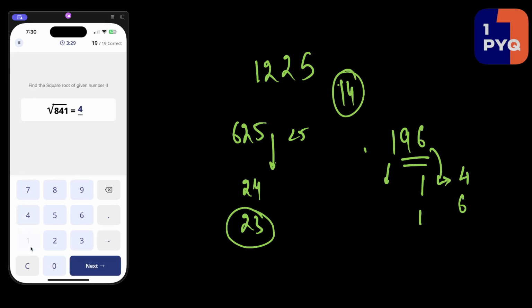This is 41, if I'm not wrong. No, this is not 41. 900, a little less than 900. That is 39. No, again. No. This is going to be 29. This is going to be 29. Okay. 484 is 22. 324 is 18. And 9 is 3.